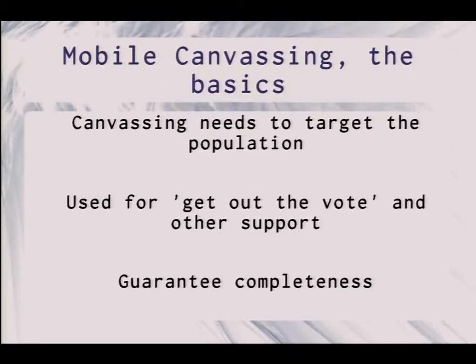So just the basics of canvassing. Canvassing is all about targeting a population. You want to narrow down to your supporters or people who are actually interested in your product, if you're not doing something political. Sometimes people do it for community outreach and things like that. So basically you want to narrow it to a population of people that might be interested in your message.